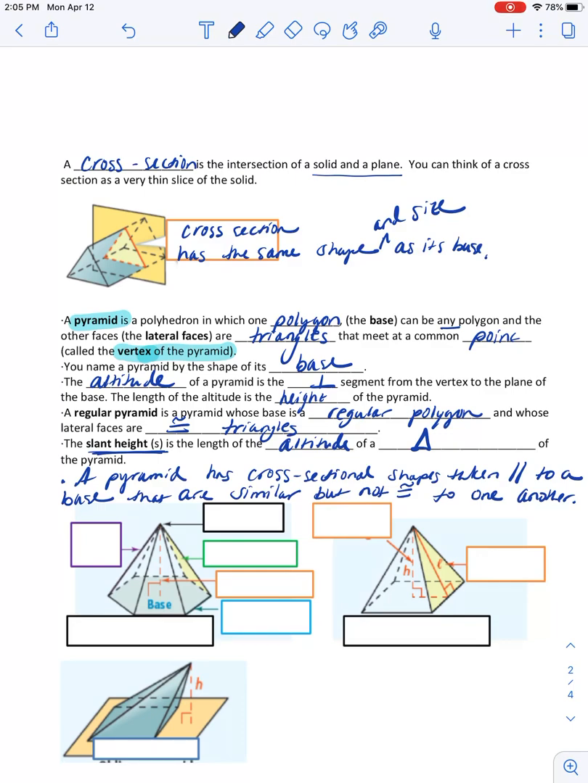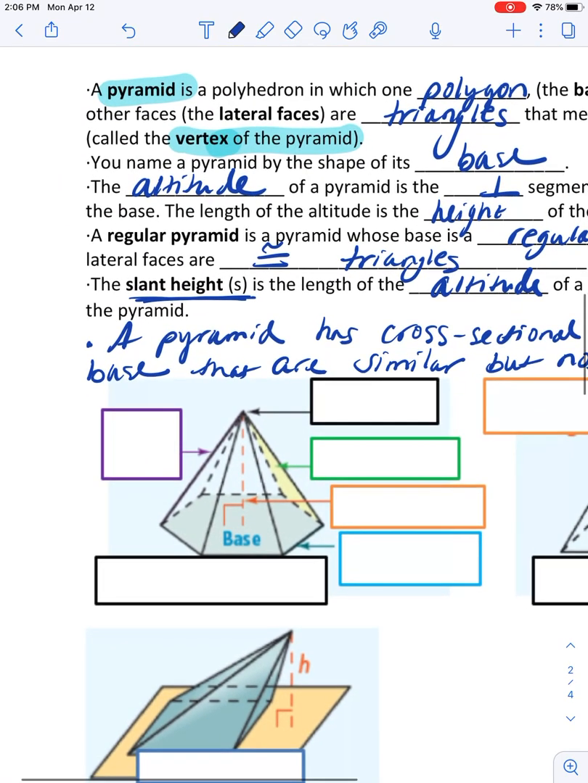So now we're going to label this left pyramid. I'm going to zoom in. If you look at the base, it has 6 sides. Because the base has 6 sides, this is going to be called a hexagonal pyramid. The very tippy top, that black box, is pointing to the vertex of the pyramid. It's where all of those triangles meet.